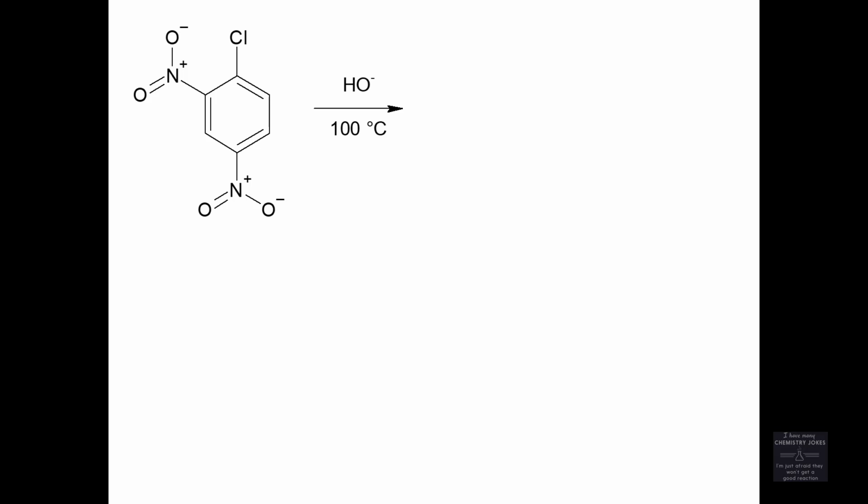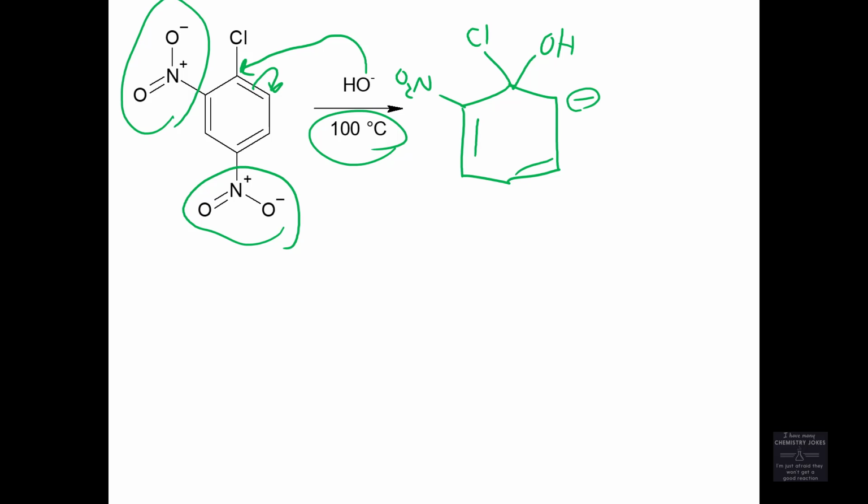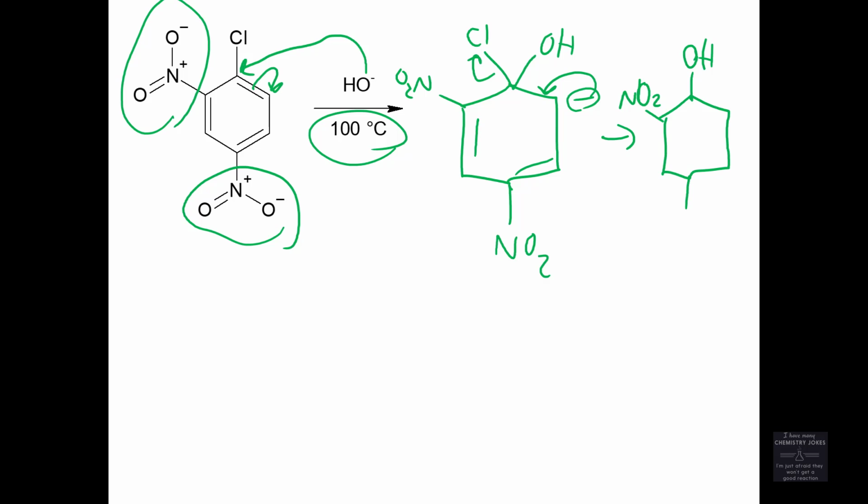So if that last one happened at 160, why do you suppose this one happens at 100? Because it's got not 1, but 2 electron withdrawing groups. If we don't draw the whole mechanism here, we can draw part of the mechanism, or we can draw the mechanism without all the resonance. That's what I really mean. NO2, lone pair, minus minus, that's a pi. And I can fold down and kick out and make my product. Well, it's just a phenol, either way. But the big picture is it happens at lower temperature.